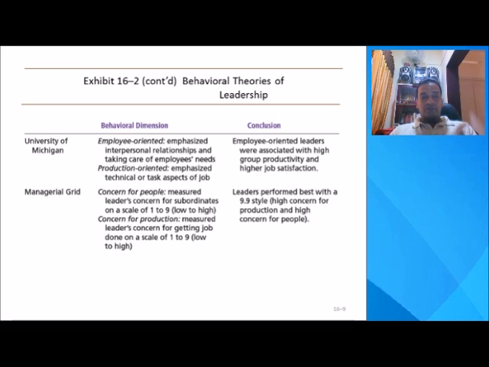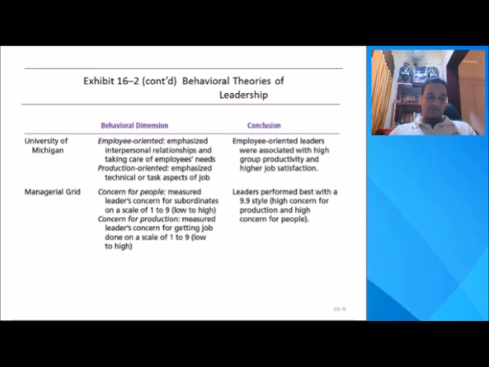And finally, we also looked at the managerial grid, where Blake and Mouton identified five styles based on concern for people, which measured the leader's concern for subordinates on a scale of 1 to 9, and concern for production, which measured the leader's concern for getting the job done, again on a scale of 1 to 9. And leaders, of course, performed best with a 9,9 style, that is high concern for production and high concern for people. So these are the behavioral theories of leadership.